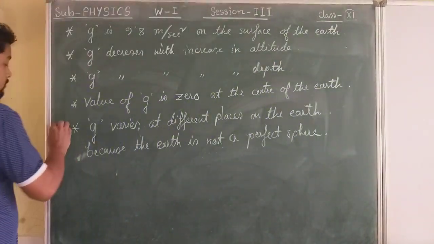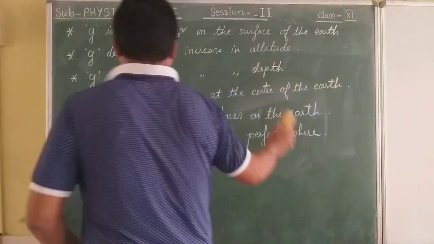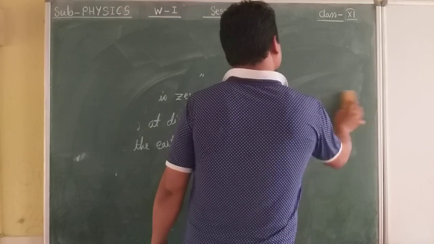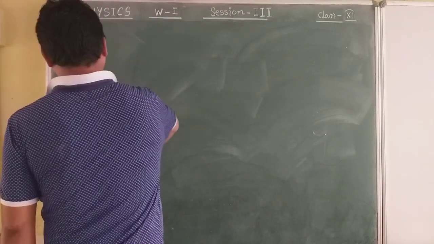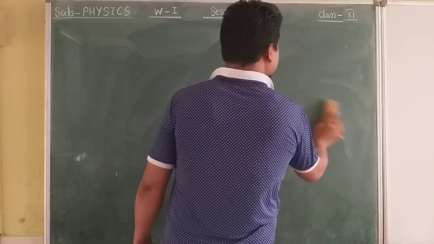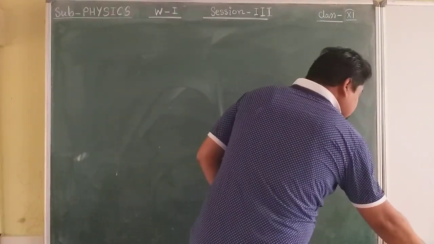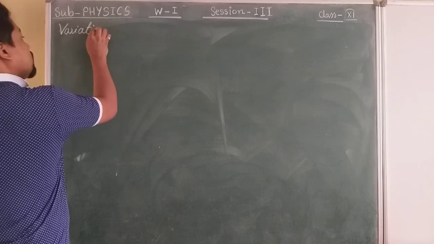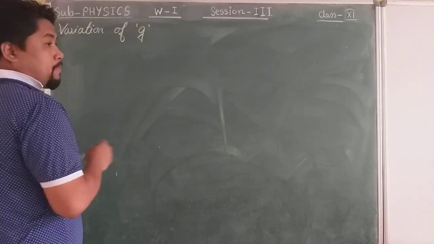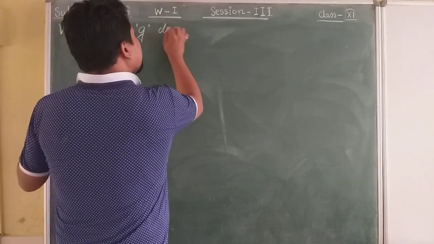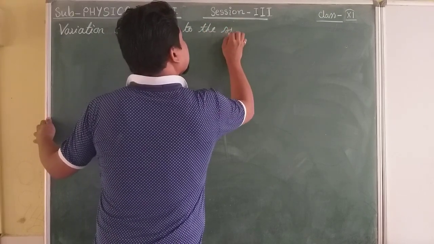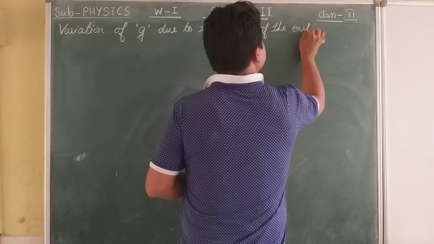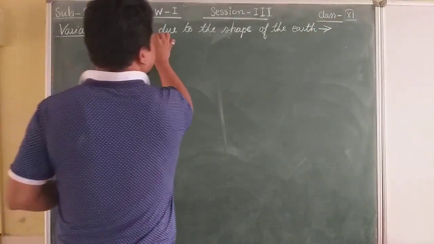অ'কে, প্ৰুফ কৰিম। মই ফাৰ্ষ্টতে এই লাষ্ট টপিকটো প্ৰুফ কৰিব বিচাৰিছোঁ। Variation of g, variation of acceleration due to gravity due to the shape of the earth.